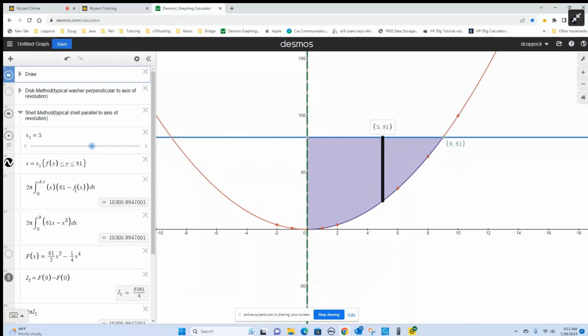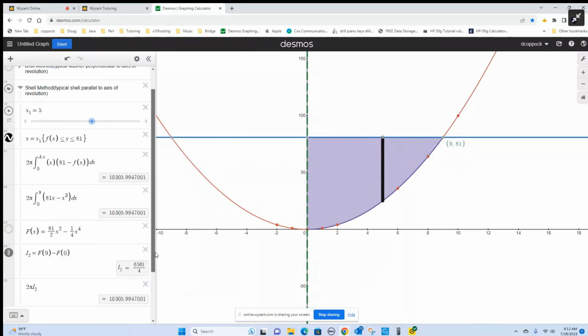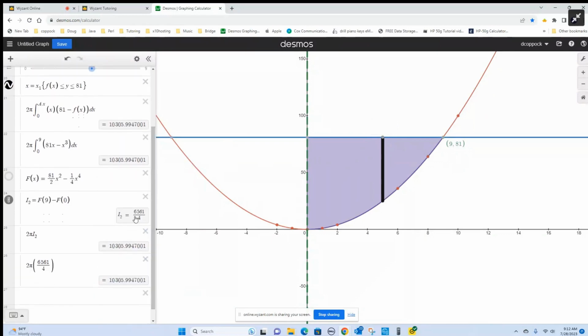And if I substitute x squared for f of x and then distribute the x, there's the same thing. So the antiderivative, 81 halves x squared minus 1/4 x to the 4th, f of 9 minus f of 0. Looks very similar to what we had for the disk method, except I'm multiplying by 2 pi, and we get the same result.